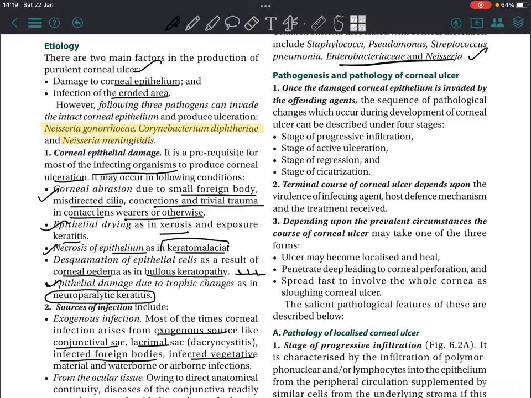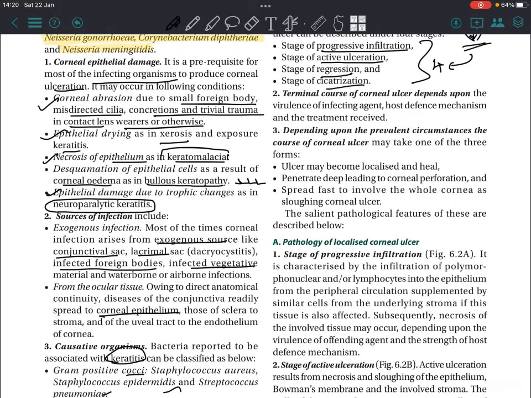Pathogenesis and pathology of corneal ulcer. Once the damaged corneal epithelium is invaded by the offending agent, the sequence of pathological changes which occur during development of corneal ulcer can be described in 4 stages: stage of progressive infiltration, stage of active ulceration, stage of regression, and stage of cicatrization.